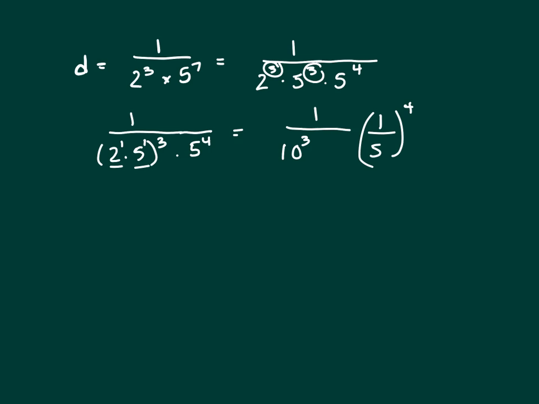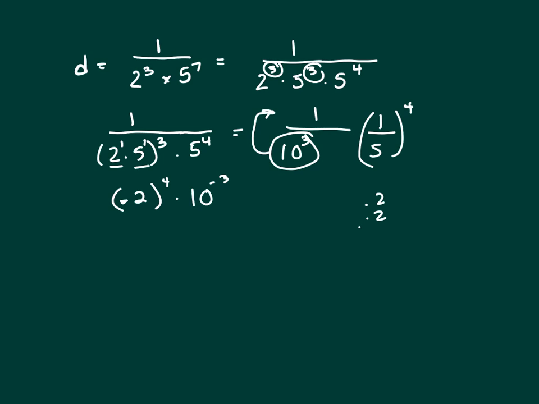Now 1/5 is the same thing as 2/10, right? So I'm going to write that as 0.2 to the 4th. And then I'm going to bring this 10 up here, and that's going to change the sign of the exponent. That'll be 10 to the negative 3. That means you're going to move your decimal to the left. So now you need to figure out what is 0.2 to the 4th.